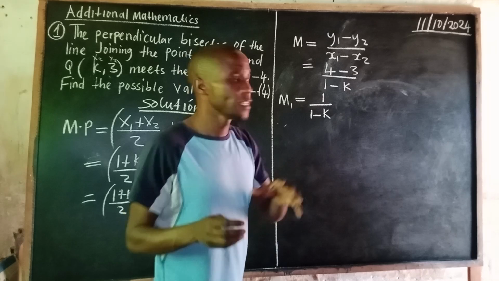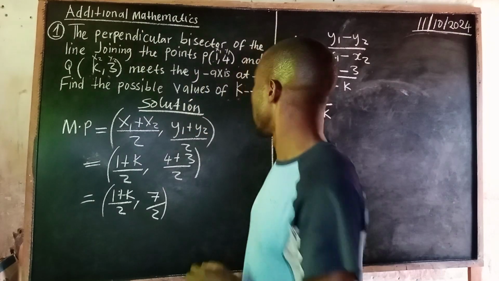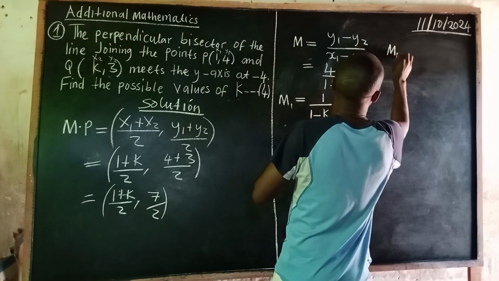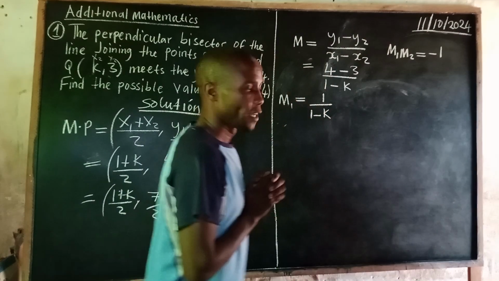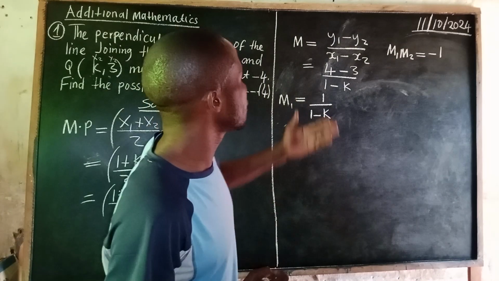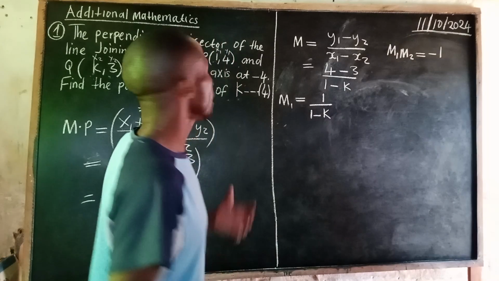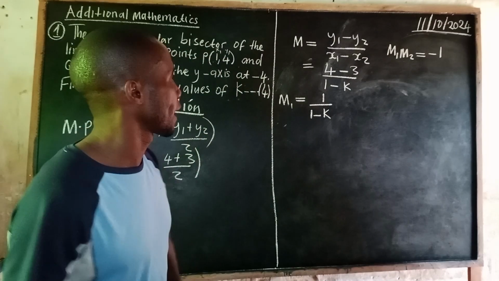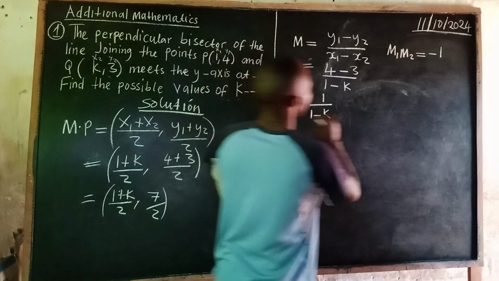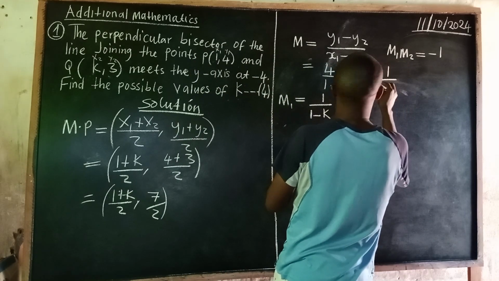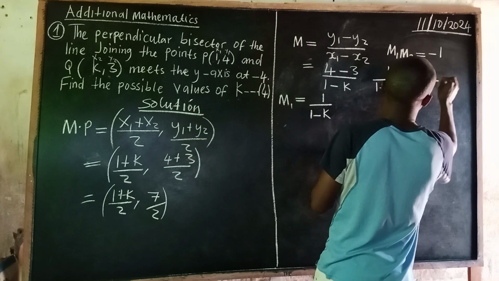So now from this point, there is a very special formula that we use when finding the gradient of the perpendicular line. M1 times M2 equals -1. Since we have already found M1, it is very easy for us to find M2. And this M2 is the gradient that we are going to use to find the equation of the perpendicular bisector. So now here we are saying where there is M1, we are going to substitute this gradient, which we have already found. So we are going to say 1 over 1 minus K, times M2 equals -1.